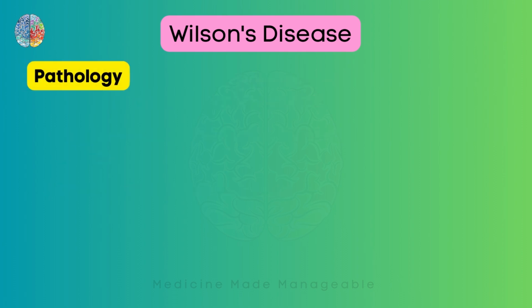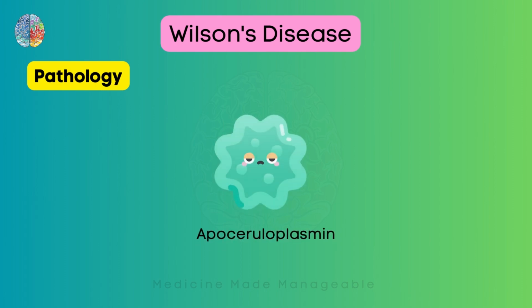Now let's see the pathology, but before that, we need to know what is ceruloplasmin and apoceruloplasmin. So this is apoceruloplasmin. Its function is to bind copper, precisely 6 ions of copper, to transport copper to different parts of the body. Also note that whenever copper is bound to apoceruloplasmin, it will no longer be called apoceruloplasmin, but now it will be called ceruloplasmin. Important to note.